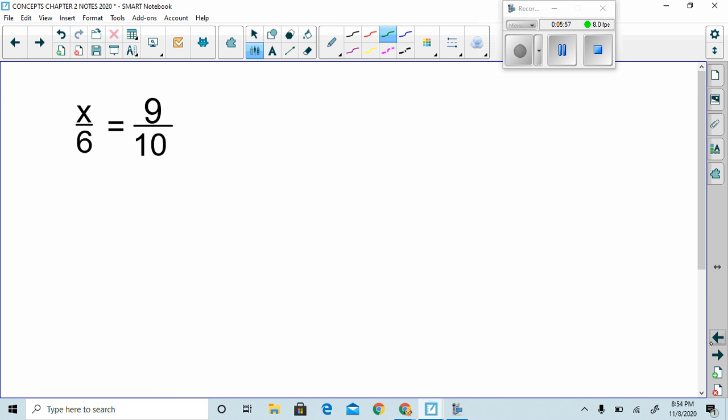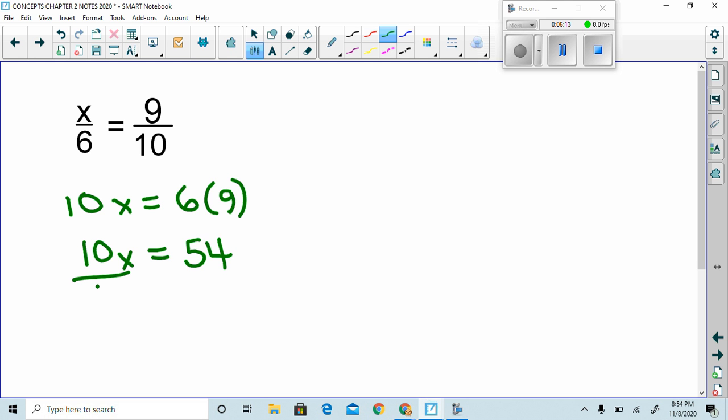Here's another one to try, and this one's only a one step, so let's go back to something simpler. x times 10, and 6 times 9. That gives me 10x is equal to 54. Remember, when we divide by 10, we just move our decimal over one place. This becomes 5 4/10.